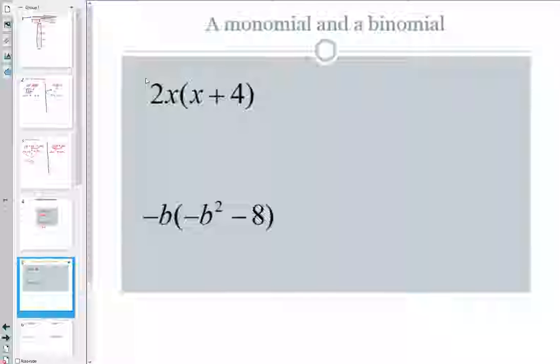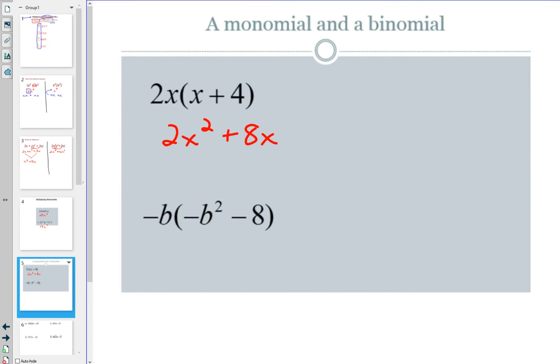Let's go to the first one. What is 2x times x? Emma says? Good, 2x squared. And then immediately, 2x times 4? It's not just 8. It's 8x. Notice that when you distribute, however many terms you started off with in the parentheses, that's how many terms you should end up with. I started off with 2 terms on the inside, I end up with 2 terms.